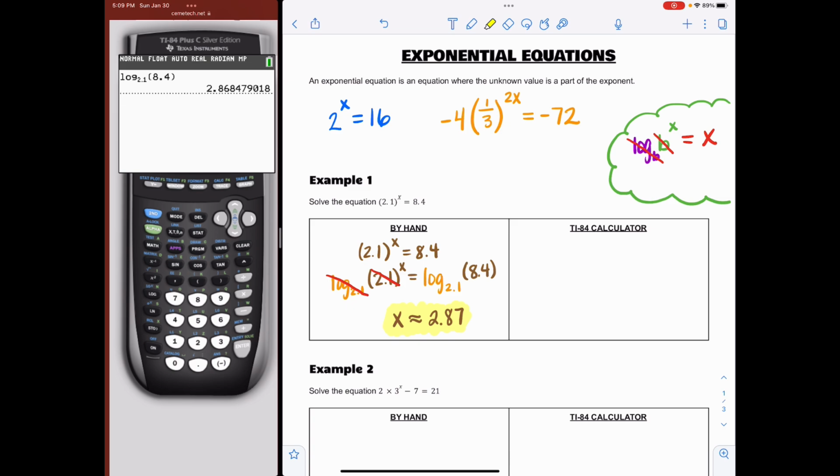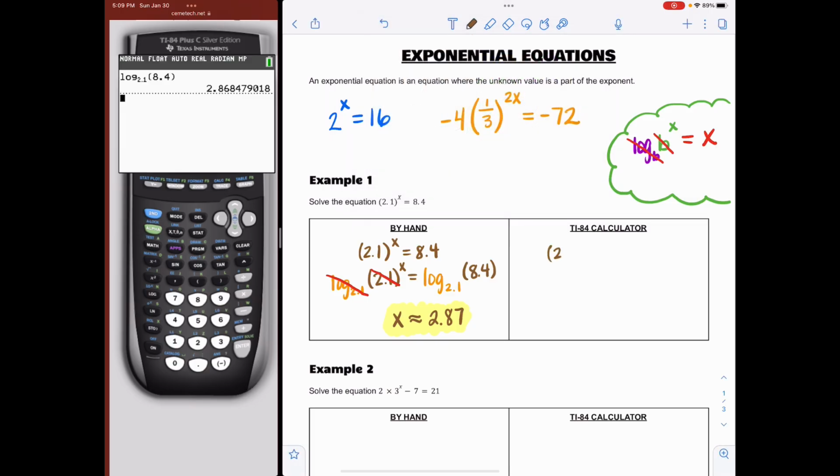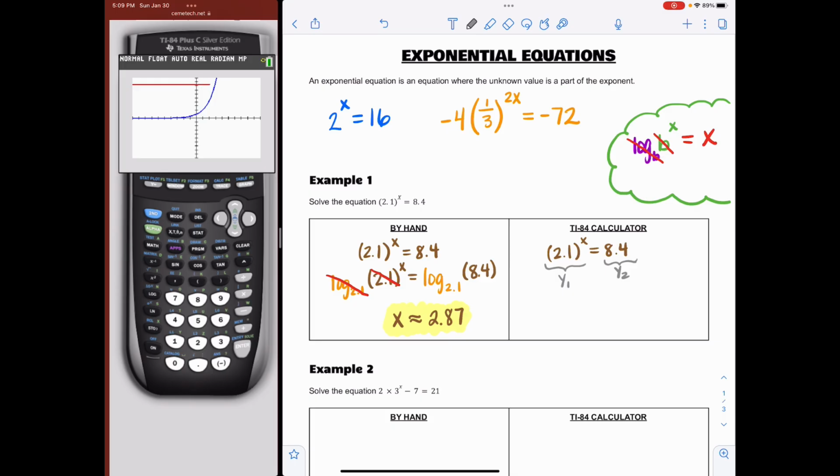In order to do this in the TI-84 calculator, we can just put the left side in Y1 and the right side in Y2 like we do any other equation, and then we can find the intersection of the two. So I'm going to have 2.1 to the power of x, and then for Y2, 8.4. And then I'm going to graph it. Because we are looking for the intersection, you always want to make sure that the intersection is on the screen where you can see it.